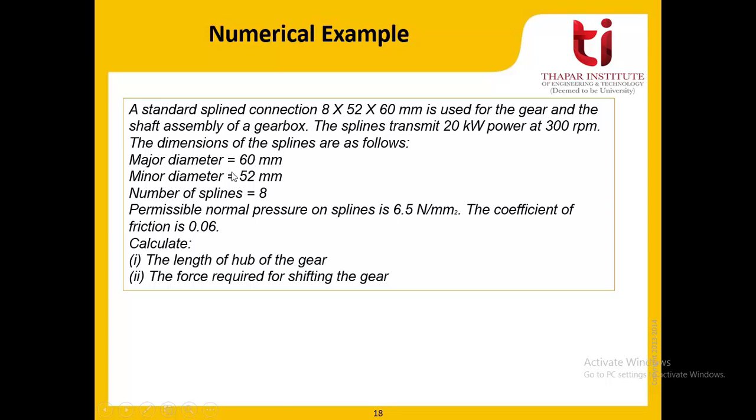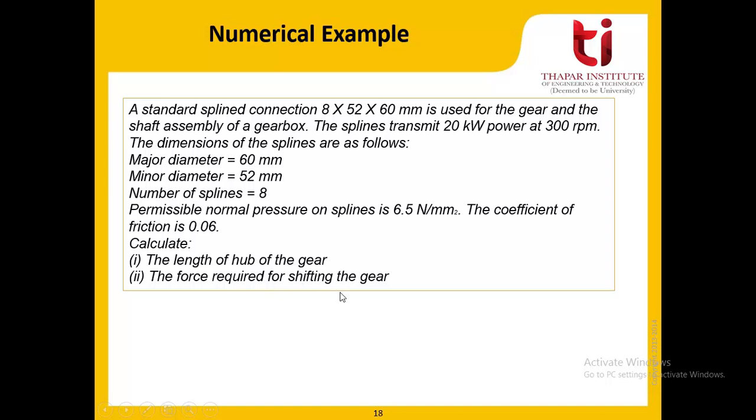Now, the dimensions of the splines are as follows. Major diameter, that is capital D, minor diameter is 52, number of splines is 8. The permissible normal pressure on the spline is given. Still, if it is not given, PM is always 6.5 megapascal. The coefficient of friction is 0.06. Calculate the length of the hub of the gear and the force required for shifting the gear.